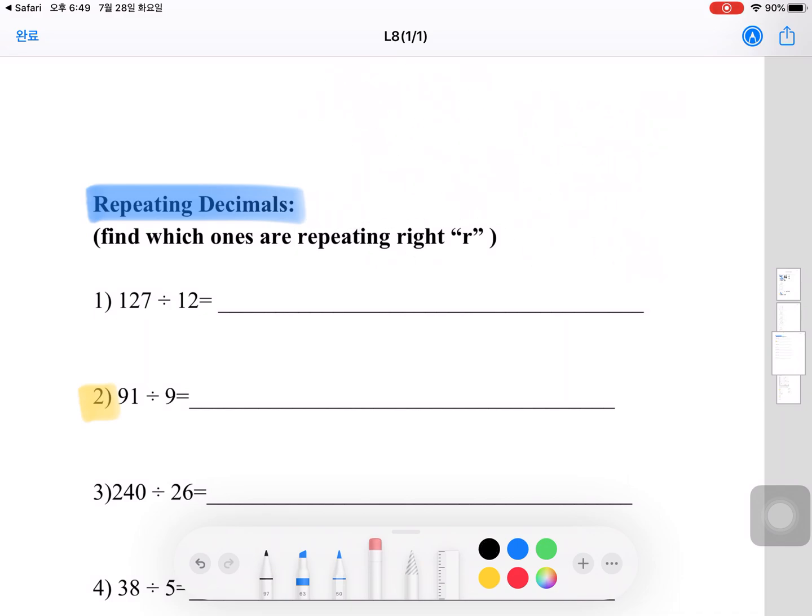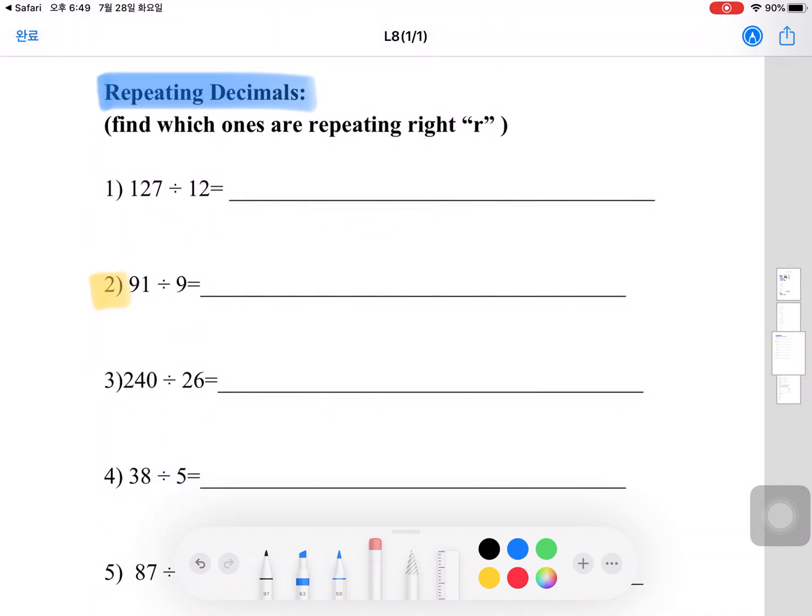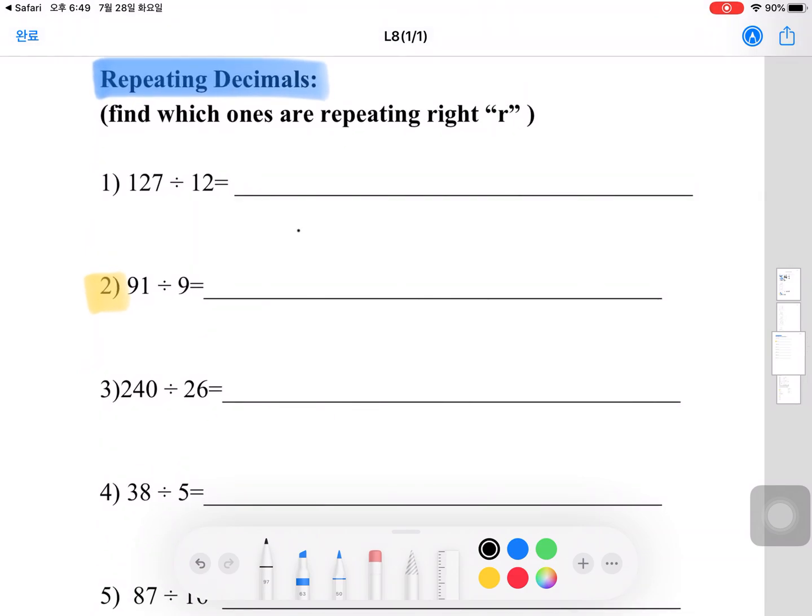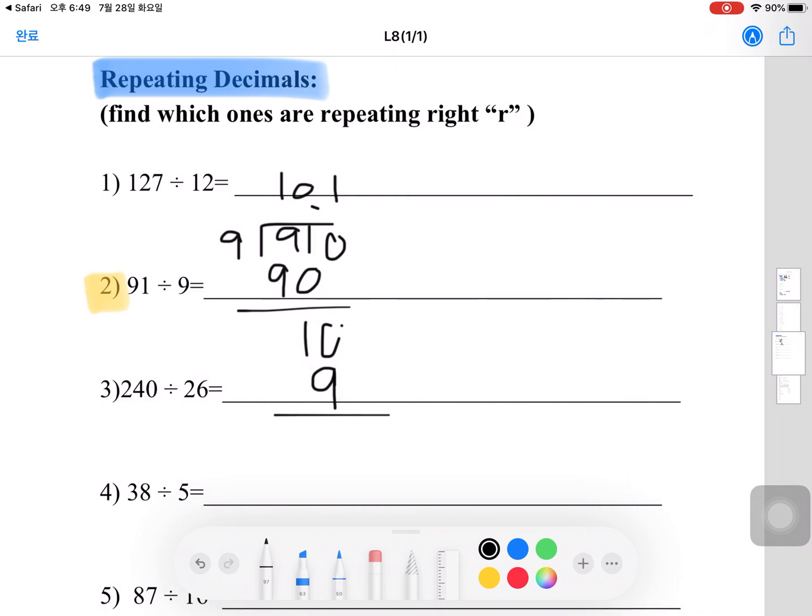So, I'll be doing number 2 with you guys. Let's get right to it. So, 91 divided by 9. 9 goes into 91 10 times, go on to 90, and the remainder is 1. So, we write 1 here, write a 0, bring the 0 down, and add a decimal. So, 9 goes into 10 once. 9 times 1 is 9. 10 minus 9 is 1. And then we add another 0 and bring it down to get a 10 again.